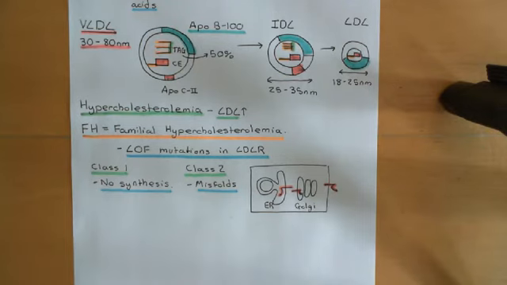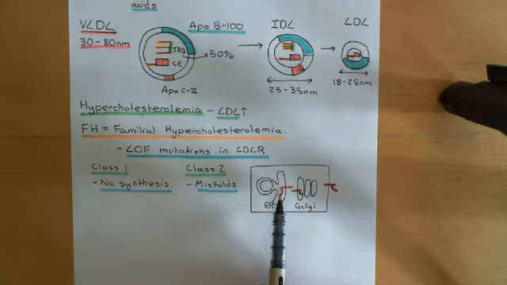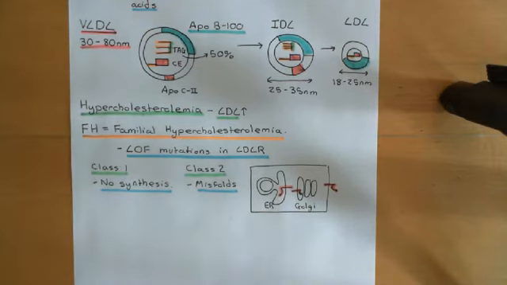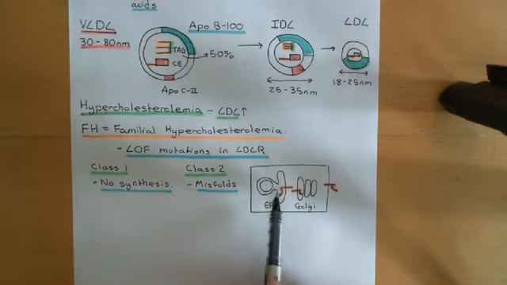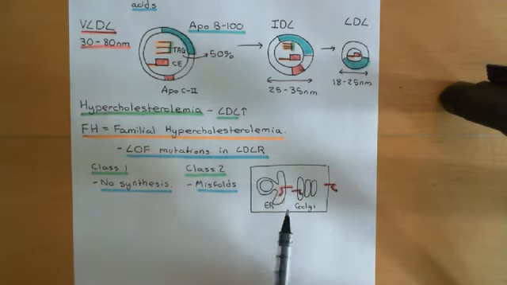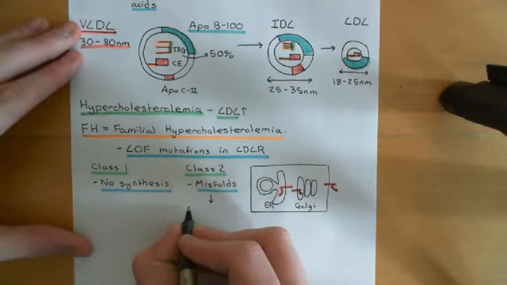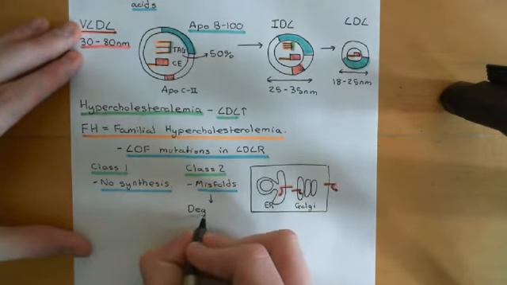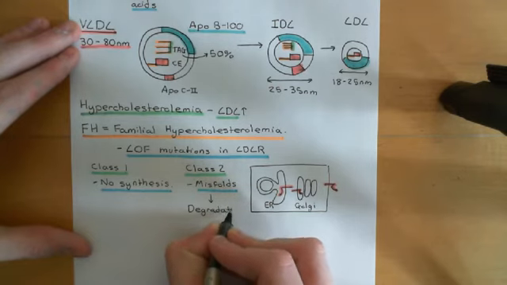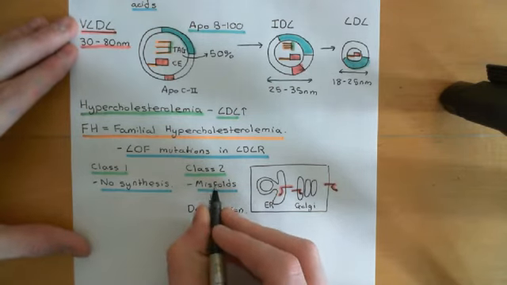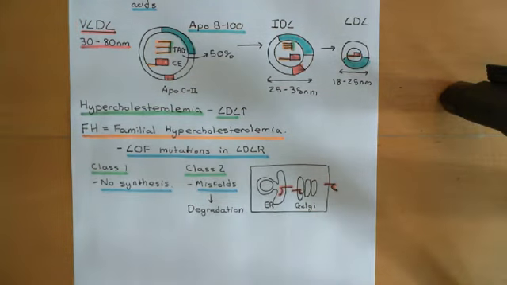Now, if you've got a class 2 mutation in the gene for the LDL receptor, what ends up happening is it never leaves the endoplasmic reticulum. The protein is recognizable, so it looks reasonably normal, but it is slightly misfolded, and quality control mechanisms in the endoplasmic reticulum do not let it go to the plasma membrane. Instead, they degrade it. So you don't actually get any functional protein from that gene getting to the plasma membrane.